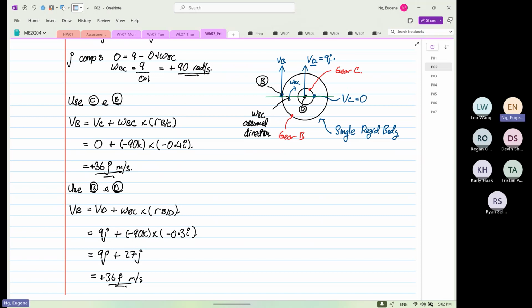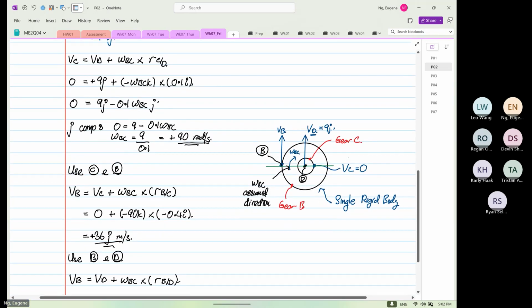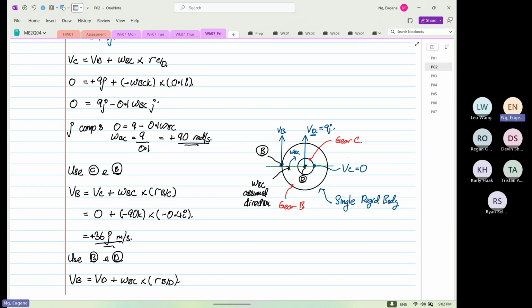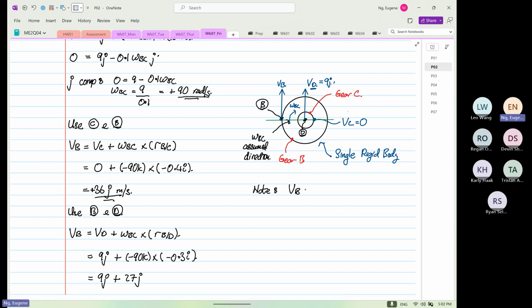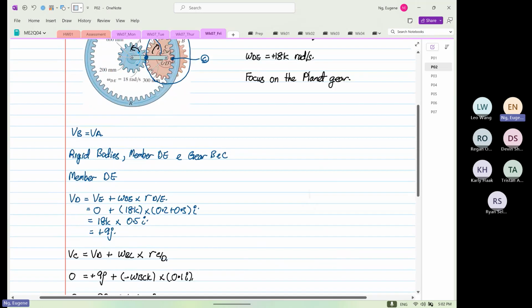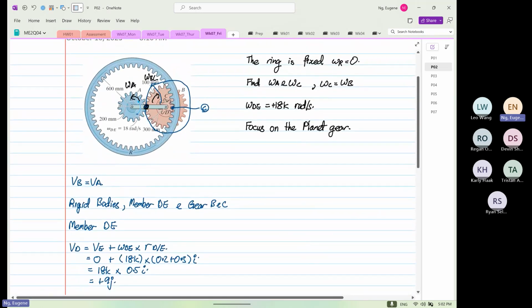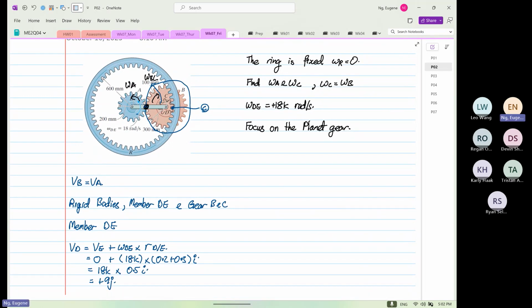So now the next thing is, we now know our VB. Note that VB is equal to VA. Why is VB equal to VA? Because at this point, when the gears mesh, the velocity has to be the same.